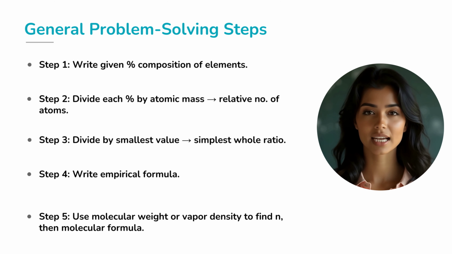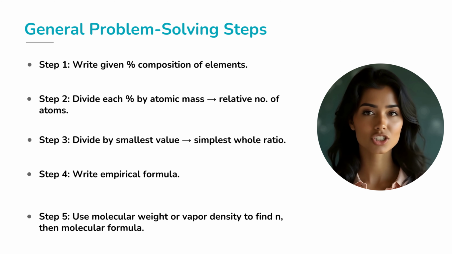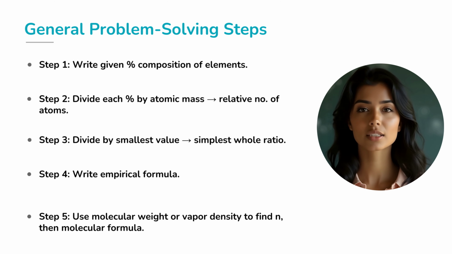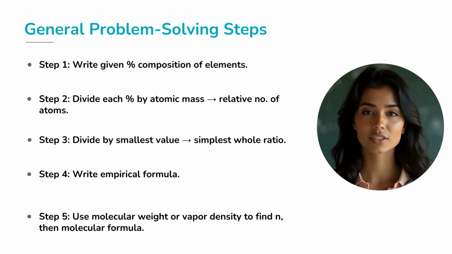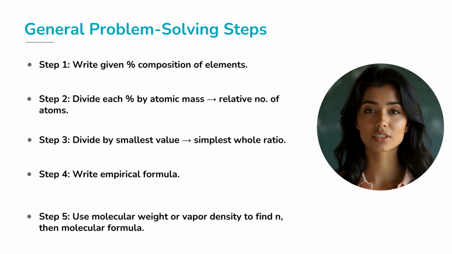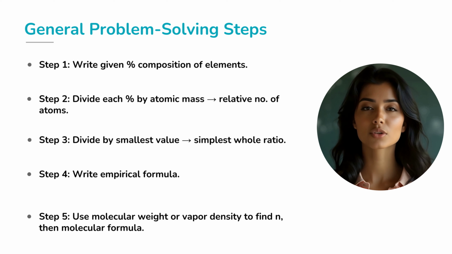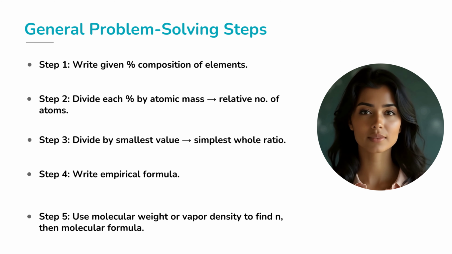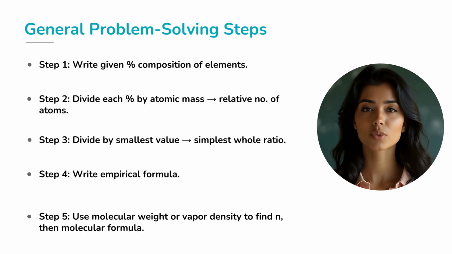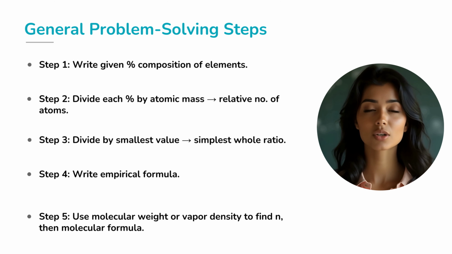Alright, think of this as your chemistry GPS. Step 1, write down the percentage composition of each element. Step 2, divide those percentages by their atomic masses. That converts percentages into relative numbers of atoms, or what we call moles. Step 3, divide everything by the smallest mole value to normalize the ratio. Step 4, from that ratio, write the empirical formula. Step 5, if you're given molecular weight or vapor density, calculate the multiplier N, multiply the empirical formula by N, and voila, the molecular formula.